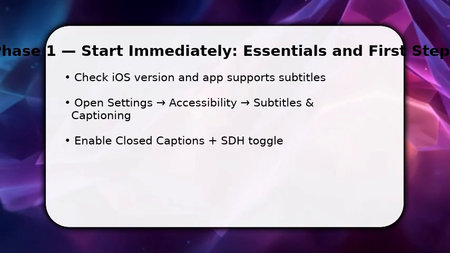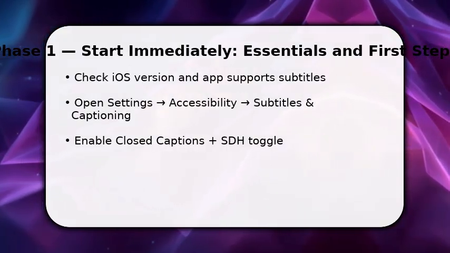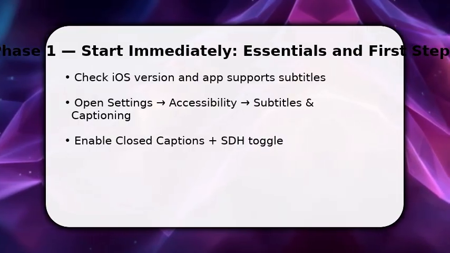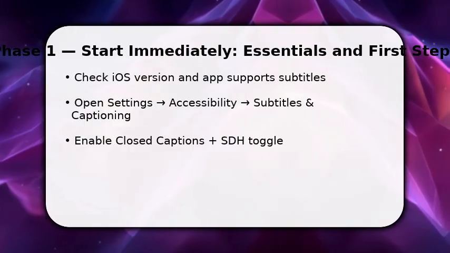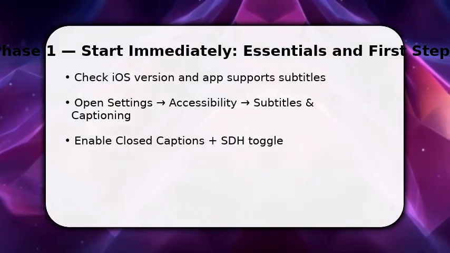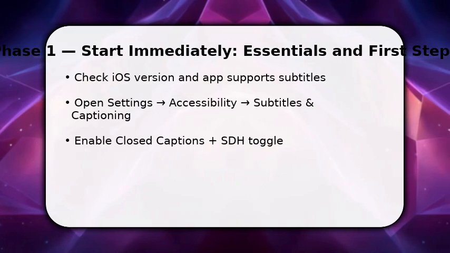Turn on Closed Captions plus SDH so captions show when available. Once done, you can preview default behavior in the Videos or TV app. Make sure content includes subtitle tracks. This immediate setup unlocks subtitle controls in most players and prevents permission or format surprises.